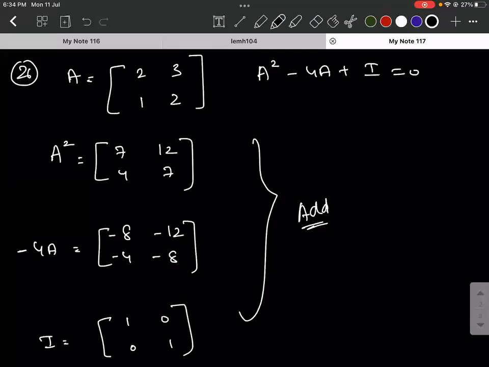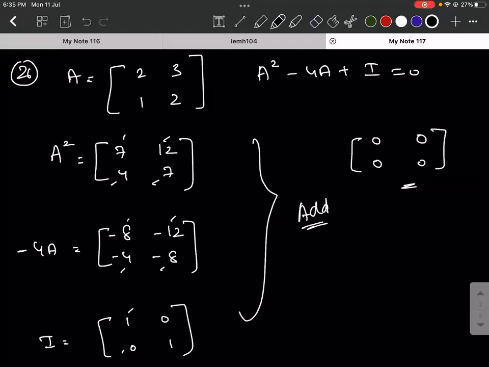When you add everything, what are you supposed to get? 7 minus 8 is minus 1. Minus 1 plus 1 is 0. 12 minus 12 is 0. 0 plus 0 is 0. 4 minus 4 is 0. 0 plus 0 is 0. 7 minus 8 is minus 1. Minus 1 plus 1 is 0. So that gives you a 0 matrix.